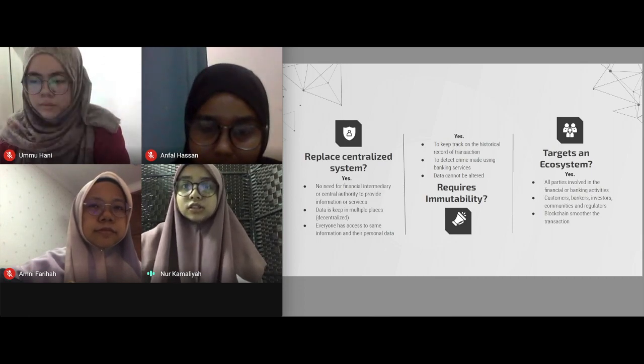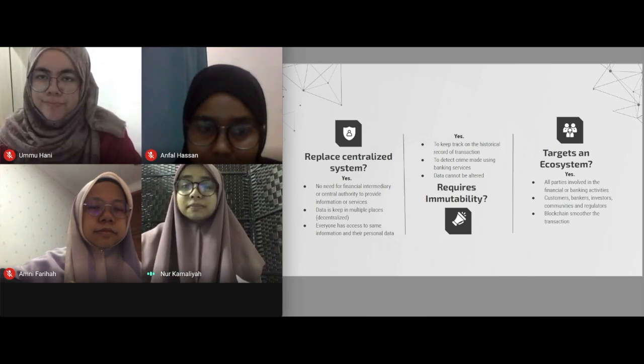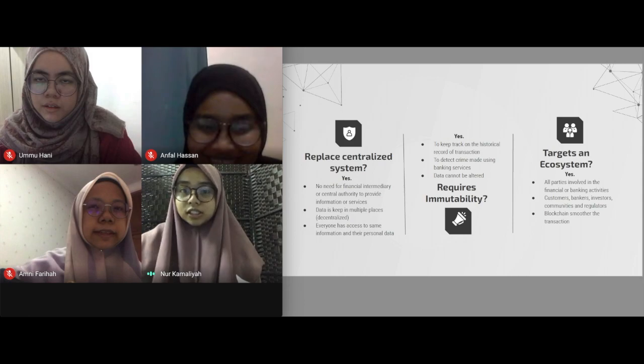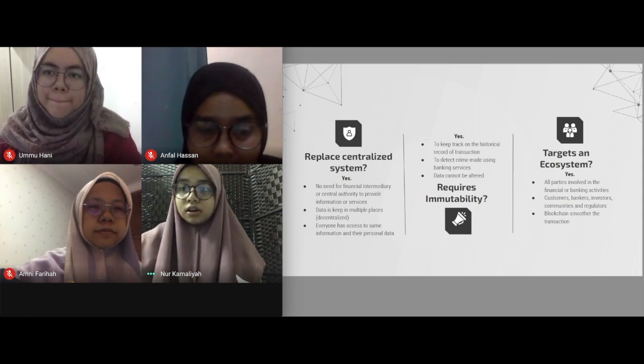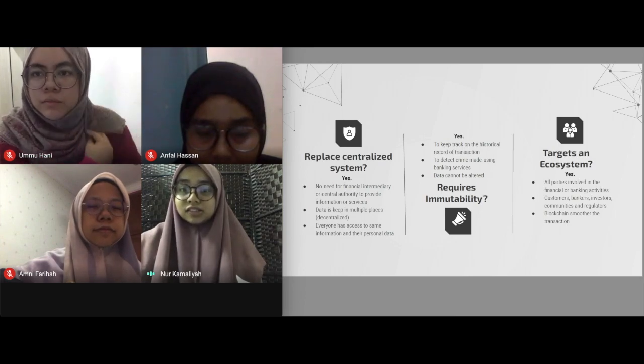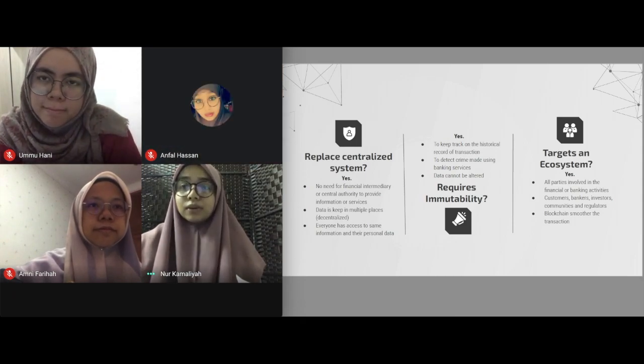This is important in order to detect crime, which may be done using banking services such as bribes and also money laundering. In blockchain technology, no parties can alter the previous transaction or records. Plus, the system enables us to detect any errors as the previous data will be permanently stored without any changes made to the data.